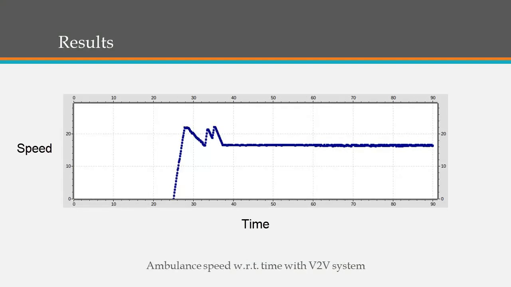We can analyze the performance of the system on a number of parameters. One such parameter is ambulance speed with respect to time. The ambulance speed must be high and as constant as possible. Here, in the first graph, the ambulance speed is fairly constant with time. As cars sense the approaching emergency vehicle and change lanes, the ambulance does not slow down.